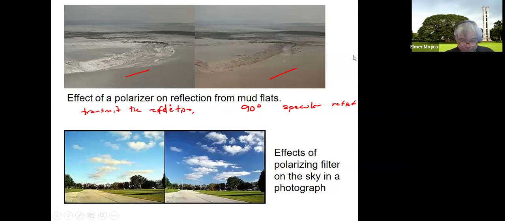Now how about this one? Which one uses a filter? The left or the right picture? The one below.